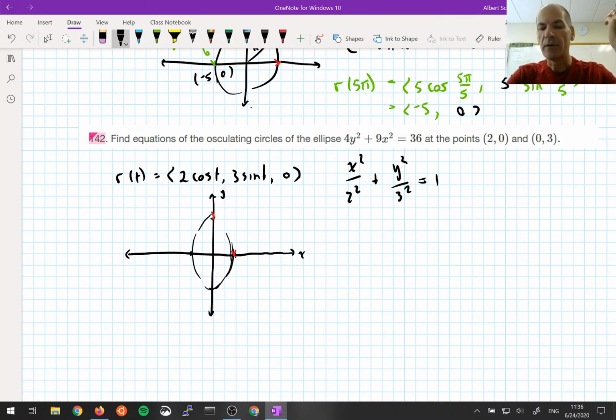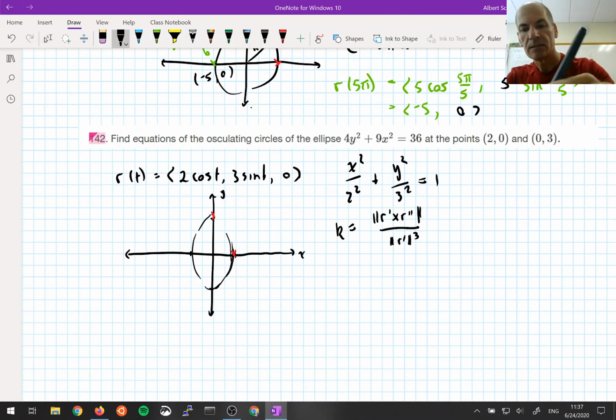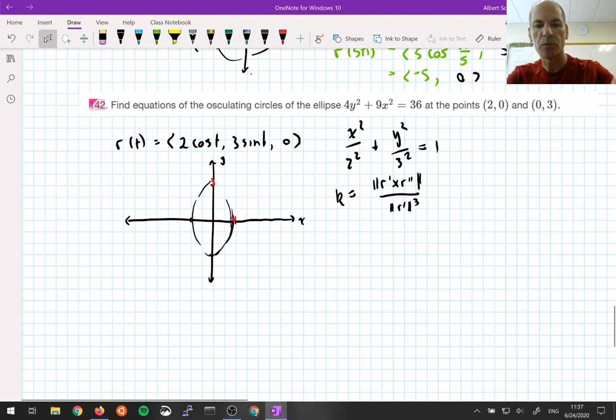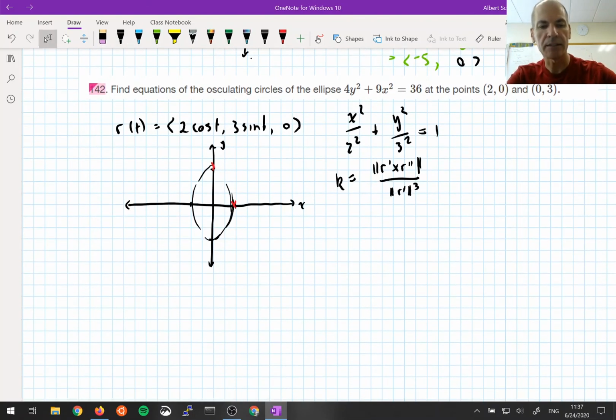Well, remember that the radius of the osculating circle is, sorry, 1 over the curvature at that point. So we're going to have to compute kappa, and I'll remind you that that's the magnitude of r prime cross r double prime over the magnitude of r prime cubed. We now go through and compute the pieces in the organized way that I outlined earlier.